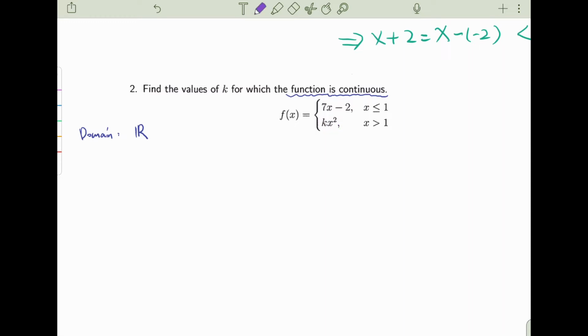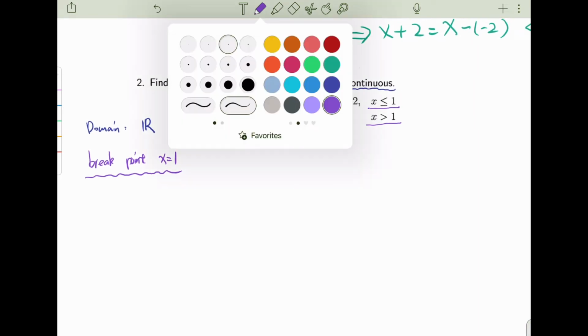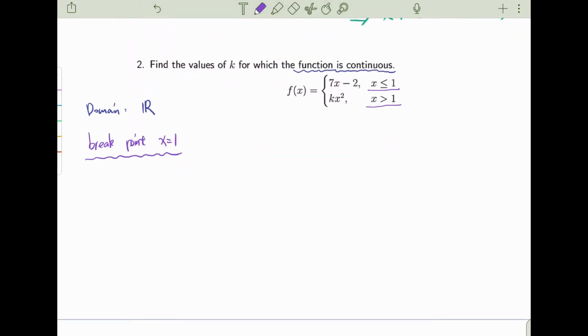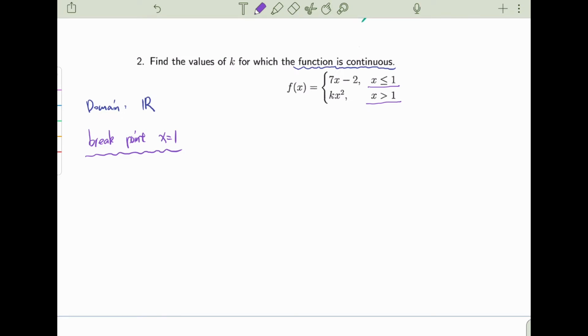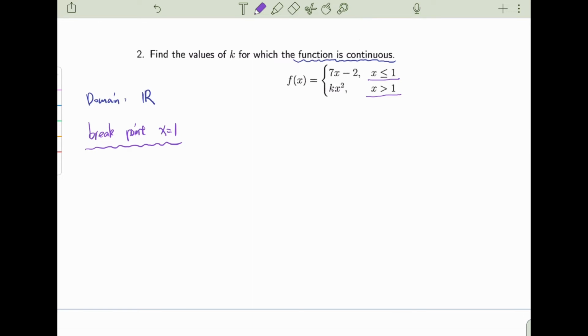And now we see that the breakpoint here is x equal to 1, right? So the only breakpoint is x equal to 1. So to check whether the function is continuous, we only need to check the continuity of the function at x equal to 1. That is the nature of this question. We have turned the continuity of this function into just continuity of this function at one single point.